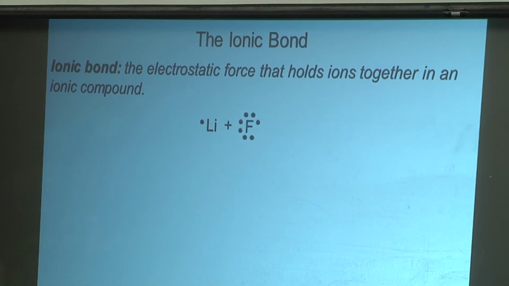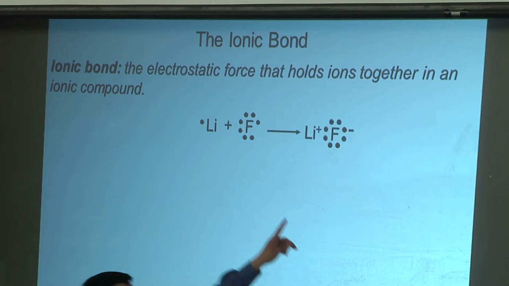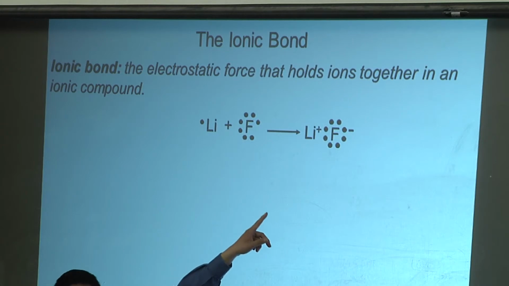So you have lithium and fluorine, right? These are Lewis dot symbols. Lithium has the ability to lose 1 electron, right? Fluorine has the ability to gain one electron. And so when that happens, you get Li+ with no valence electrons left, and F- with 8 valence electrons. And the plus and the minus gives you the ionic bond.